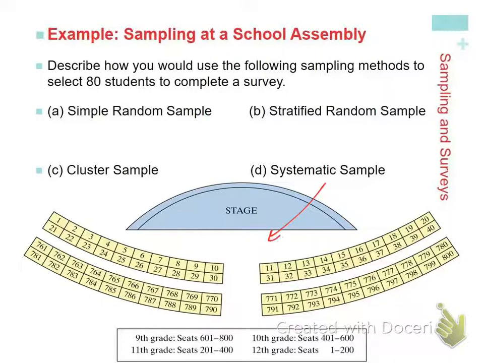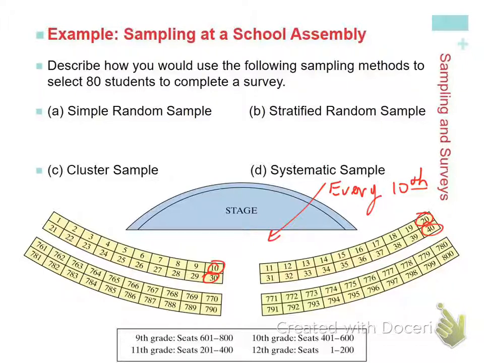All right, and then last but not least is our systematic sample, right? Our systematic sample means that we're just going to choose, since there are 800 people and we want 80, we could choose every 10th person, right? Which means that we would select this one, and then this one, and then this one, and then this one. That would kind of produce the same as the cluster if you end up with those same columns.